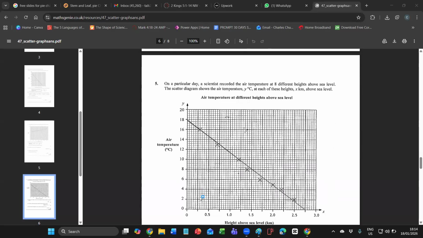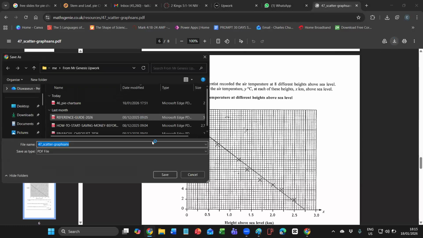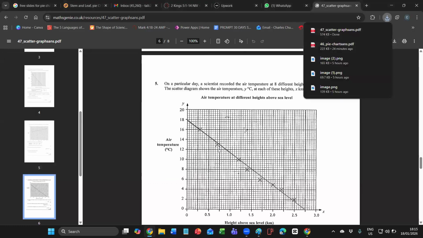So do you feel more comfortable now with scatter graphs? A bit, yeah. Would you like me to send you this PDF, or you'll be able to get it on your own? Can you send it to me, please? Okay, sure, I will. Let me download it.